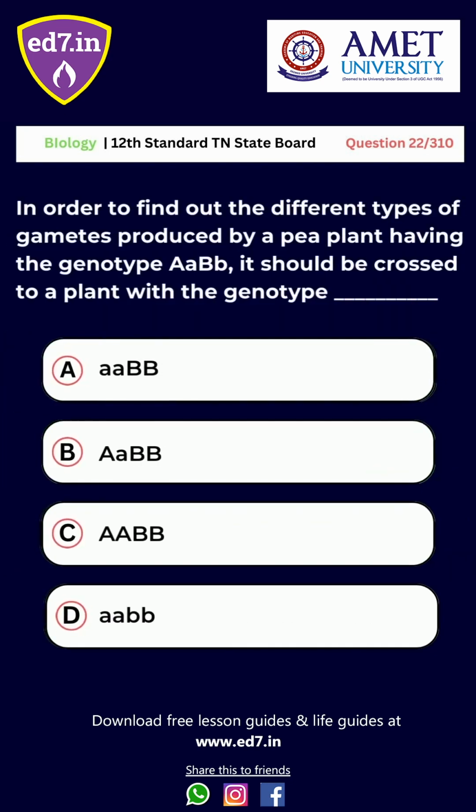Question number 22. In order to find out the different types of gametes produced by a pea plant having a genotype capital A small a, capital B small b, it should be crossed to a plant with a genotype option A, small a, capital B, option B, capital A, small a, capital B, option C, capital A, capital B, option D, small a, small b. And the right answer for this question is option D, small a, small b.